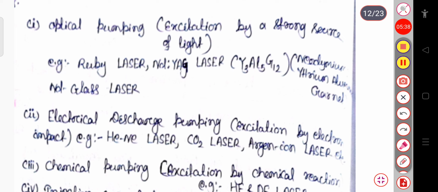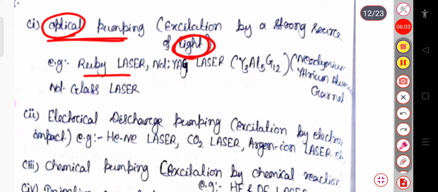So there are different pumping processes. First of all, one is optical pumping. As the name suggests, optical is related to light. Basically, pumping means the process in which we raise the particle from the lowest state to the highest state. Here this excitation is done by the use of light, so that's why its name is optical pumping. Now the examples are ruby laser, neodymium YAG (yttrium aluminium garnet) laser, and neodymium glass laser.